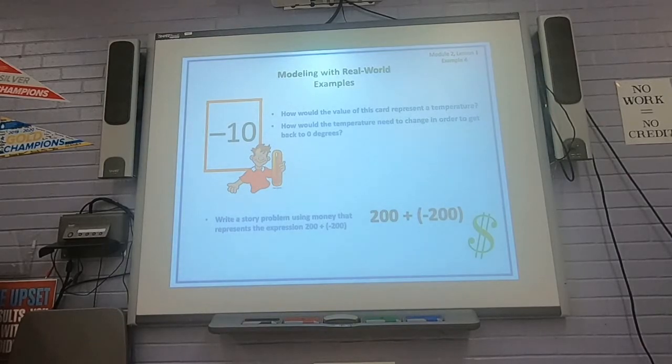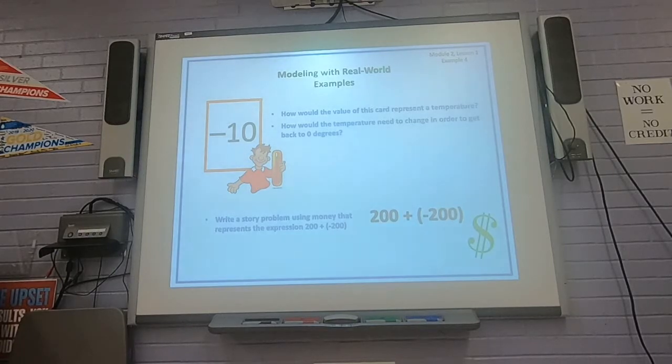Alright, so now looking at example 4. How would the value of this card represent a temperature? So -10 would be like -10 degrees. It'd be really cold if it was -10. How would the temperature need to change in order to get back to 0? You'd have to add 10.